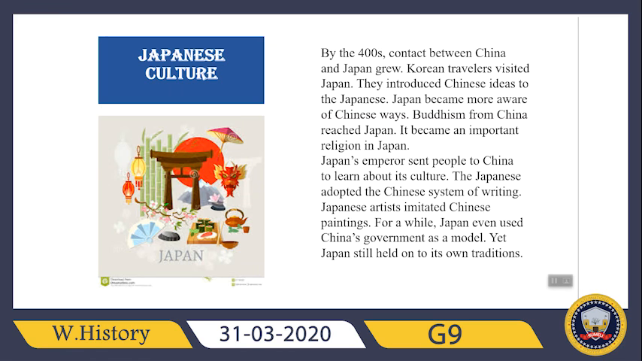Buddhism from China reached Japan, and it became an important religion in Japan. Japan's emperor sent people to China to learn about its culture, and the Japanese adopted the Chinese system of writing. Japanese artists imitated Chinese painting. For a while, Japan even used China's government as a model, and yet Japan still held on to its own traditions. So three important things Japan adapted from Chinese culture: writing, art, and government.